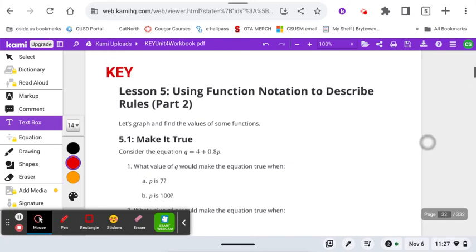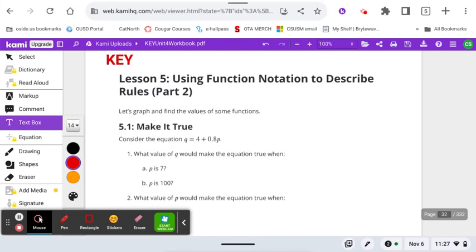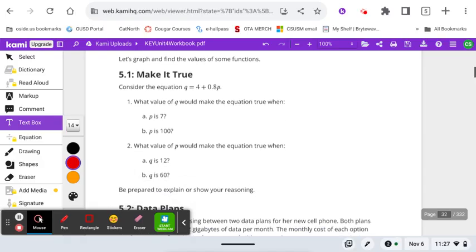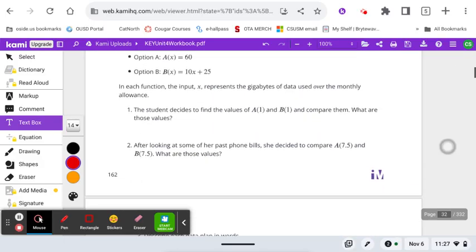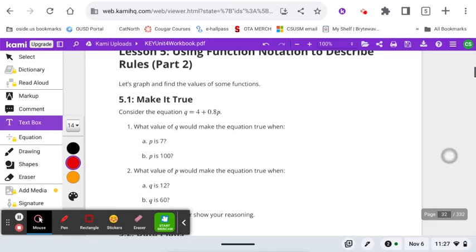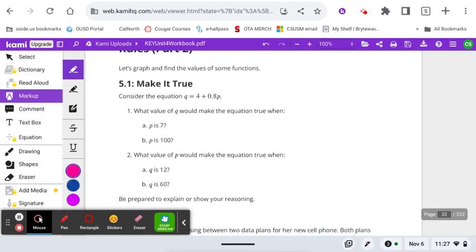All right, today we're going to be looking at Lesson 5 from Algebra 1 in Illustrative Mathematics by Imagine Learning. This is using function notation to describe rules, Part 2, and this is on page 162 in your student notebooks. We start by highlighting the objective for the day, which is let's graph and find the values of some functions.